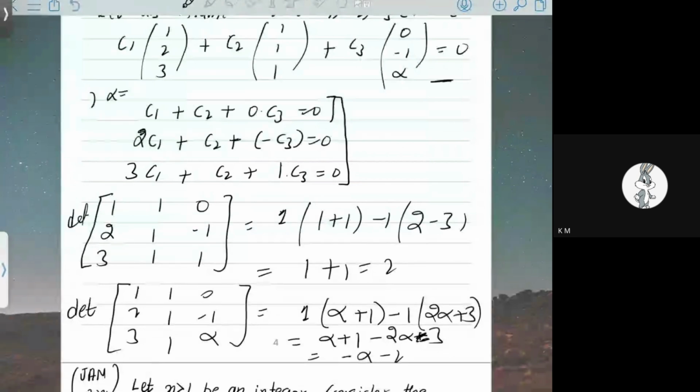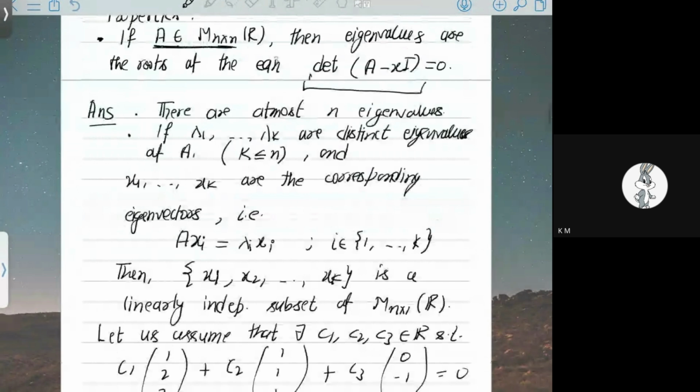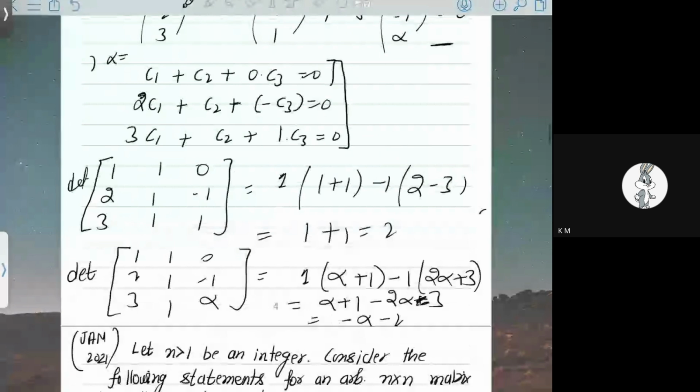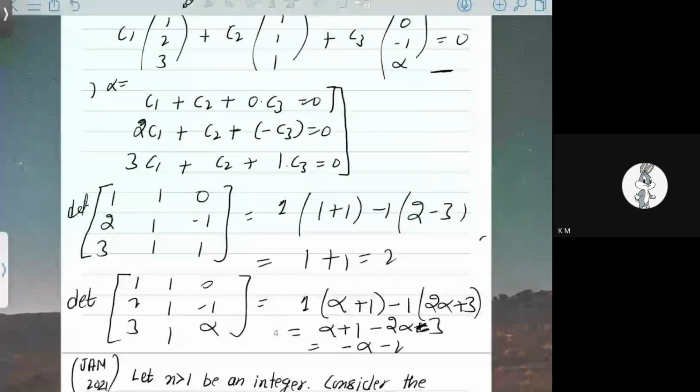Okay. So for option A, alpha is equal to 0, the determinant is minus 2. Hence, this is invertible. For option B, if alpha is equal to 1, the determinant comes out to be minus 3, again non-zero, so this matrix is invertible. Then for option 3, the answer is 0. In this case, this matrix doesn't come out invertible. So this set of vectors is not linearly independent.